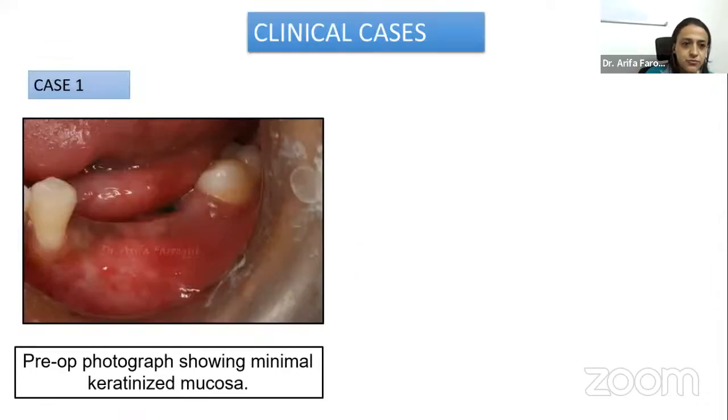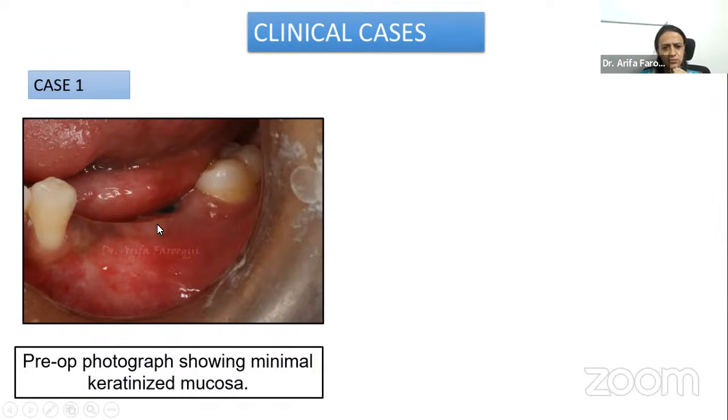Okay, so these are the few techniques and materials which are being used nowadays for the augmentation of peri-implant keratinized mucosa. Now, I just want to show you a few clinical cases just to get a rough idea of what it means. Okay, so in the first case here, we have already placed the implants inside.